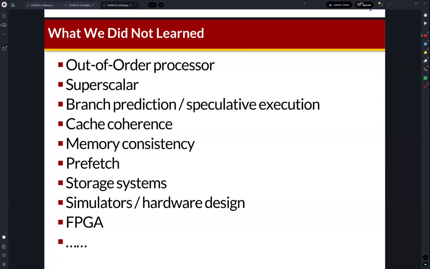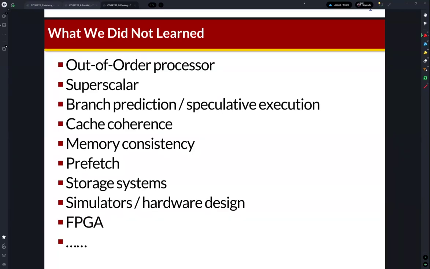And the current CPUs include more complex architectures such as out-of-order architectures, superscalar, and speculative execution. These architectural ideas are essential for improving the performance of computer systems.